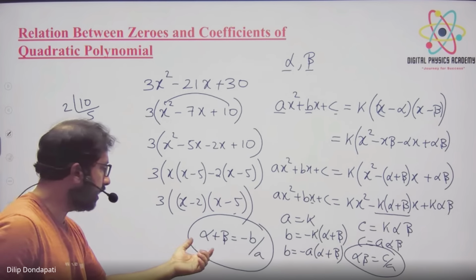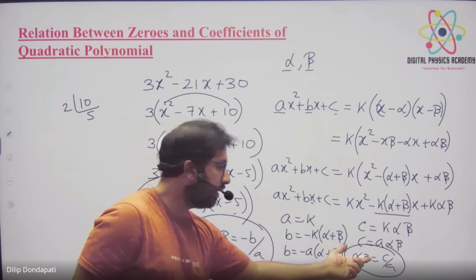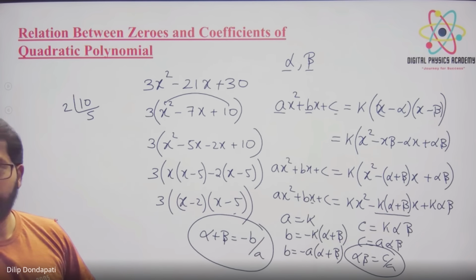Alpha plus beta is minus b by a. Alpha beta is c by a. So these two relationships you have to know. Whenever a quadratic polynomial is there, these are the relations between zeros, alpha and beta, and coefficients a, b, c. Understood?